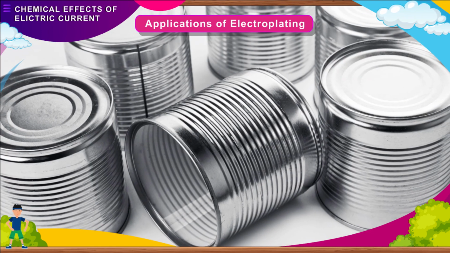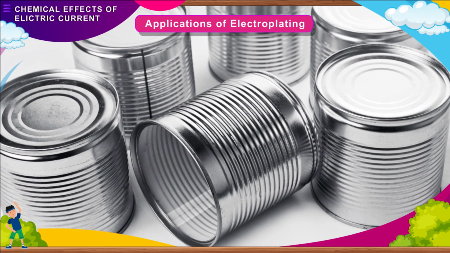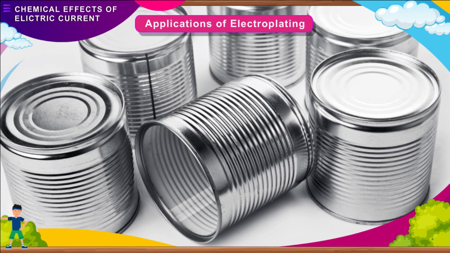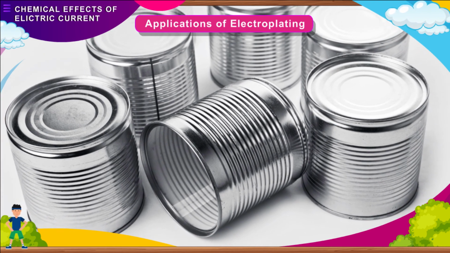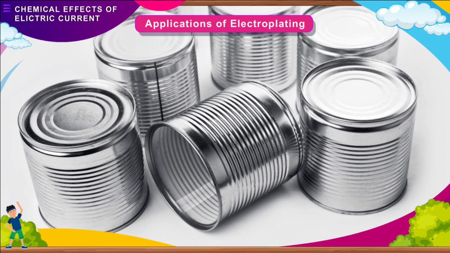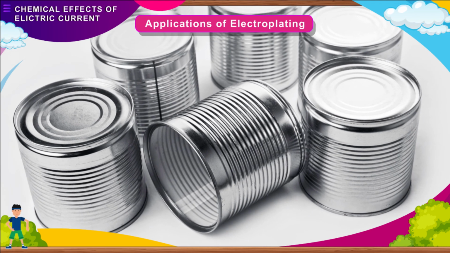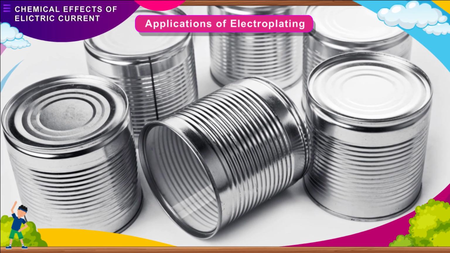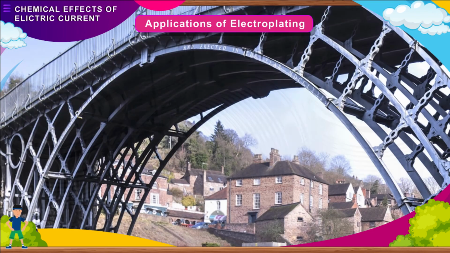Tin cans used for storing food are made by electroplating tin on iron. This process is known as tinning. Thus, food does not come in contact with iron and is protected from getting spoiled.